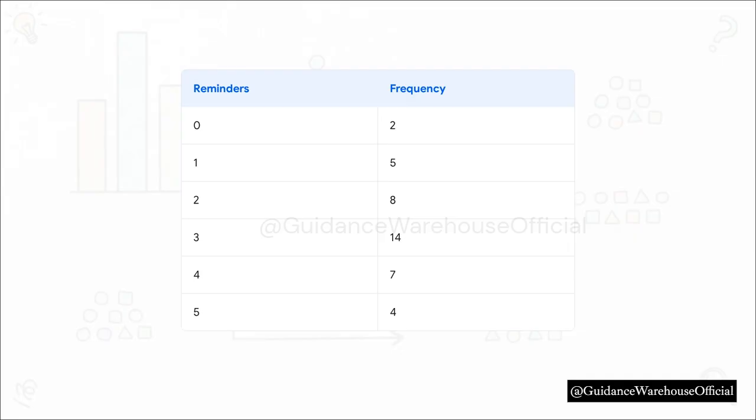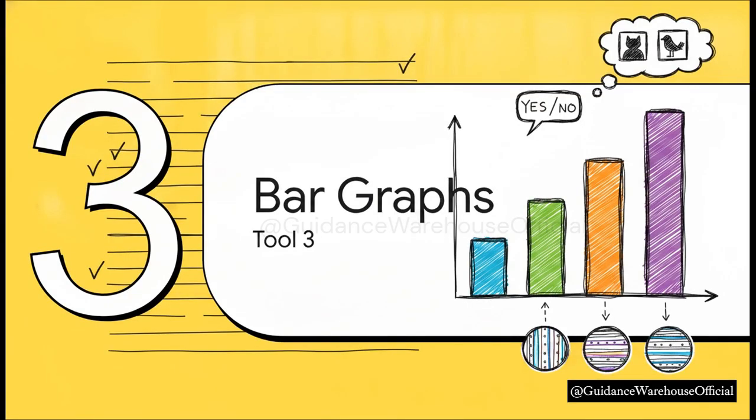Imagine you're building this graph. Your x-axis, the horizontal line, represents the data values themselves. 0, 1, 2, 3, 4, 5 reminders. Your y-axis, the vertical line, represents the frequency, exactly how many parents gave that specific answer. So you'd place a dot at 3 on the x-axis and way up at 14 on the y-axis because 14 parents said they remind their kids 3 times. Connect those frequency points with line segments, and boom, you immediately see the peak of your data mountain right at 3 reminders.